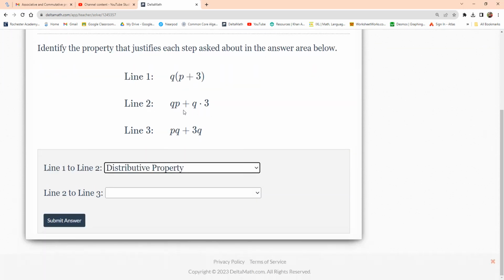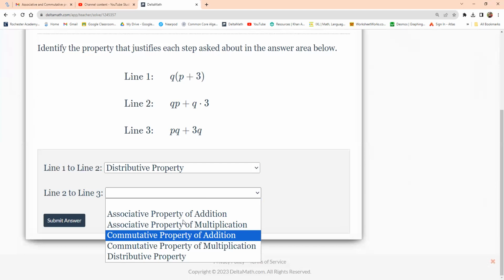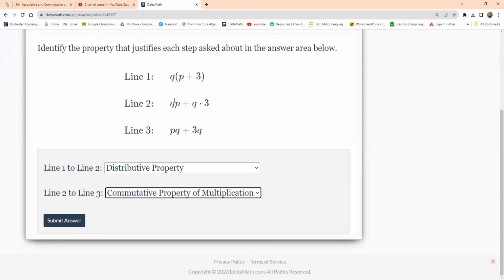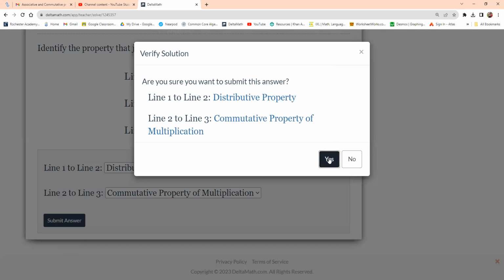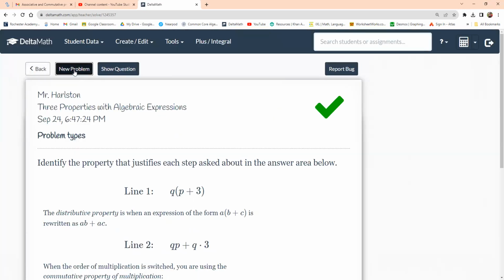And then now all we did here is we just reversed the order. We put the p in front of the q and we put the 3 in front of the q. So that's just an example of the commutative property twice. The commutative property of multiplication, because this is q times p, we made it p times q. This was q times 3, it's 3 times q. So this is just 2 examples of the commutative property of multiplication. All right, got it. Okay, new problem.